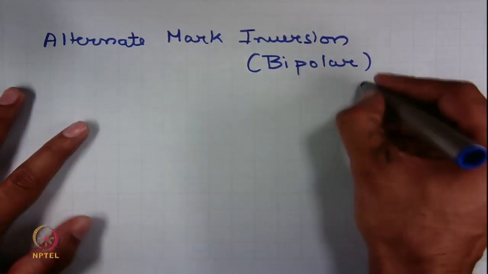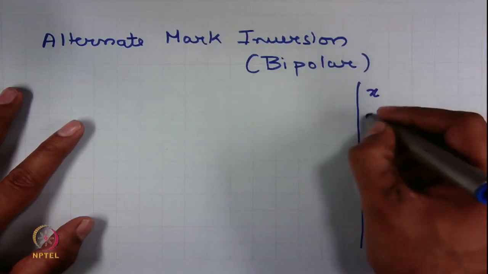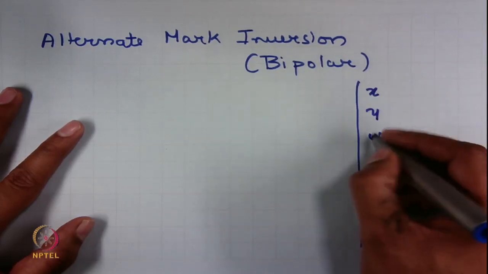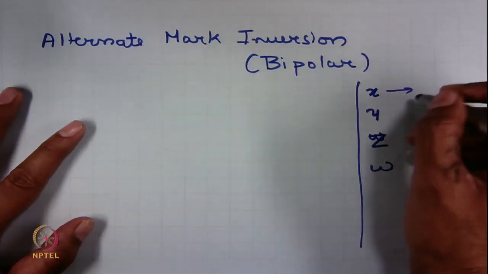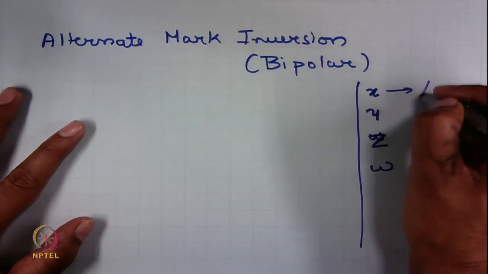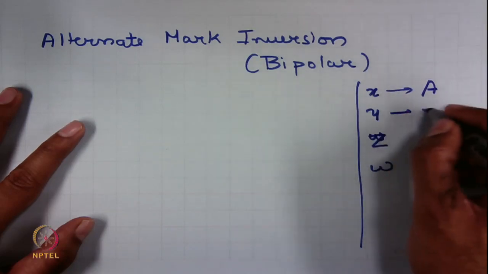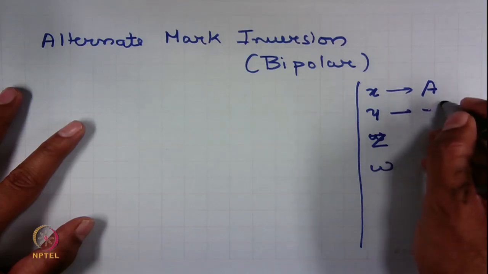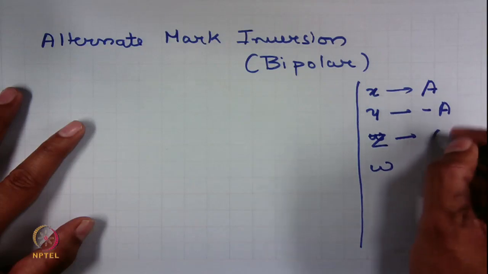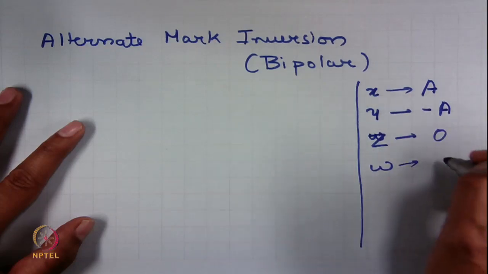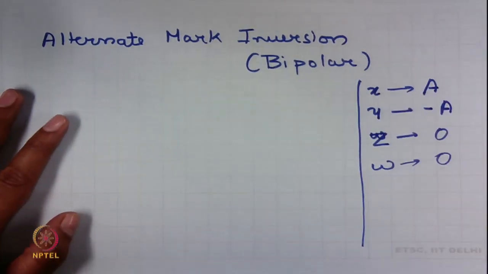So, let me assume that I have 4 states here, and I will explain why I am assuming 4 states. So, let me assume I have a state x and the value when I am in state x is a. Let me assume that I have state y and the value when I am in state y is minus a. Let me assume the value of state z is 0. Let me assume that the value of state w is 0. So, let me assume that I have these 4 states.